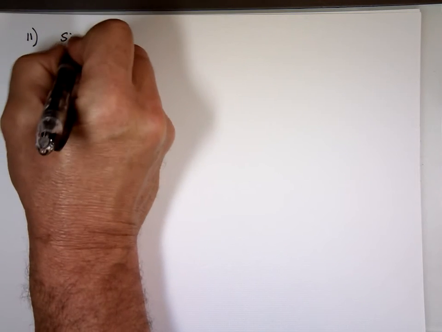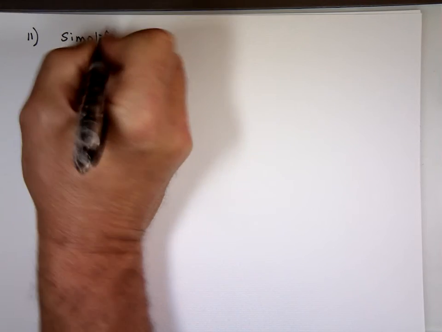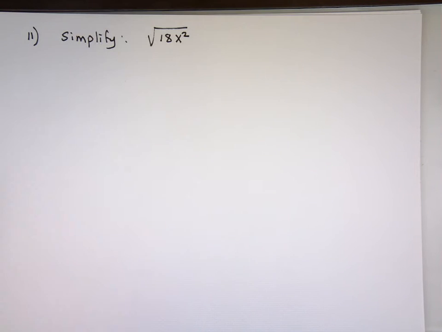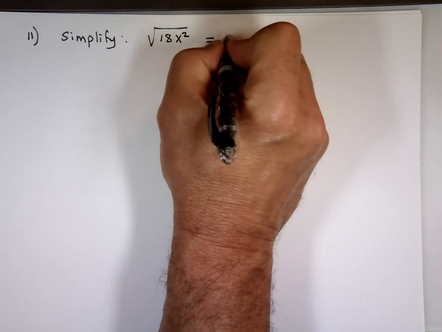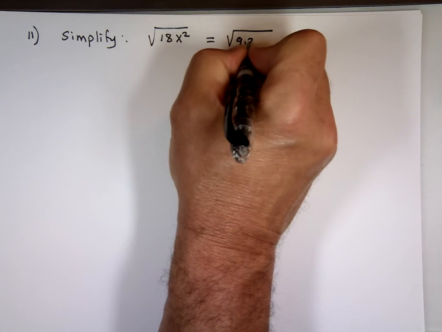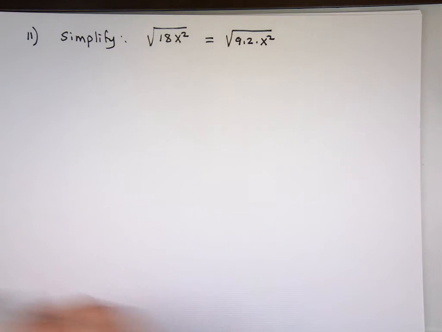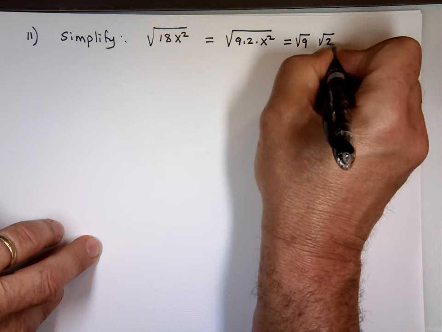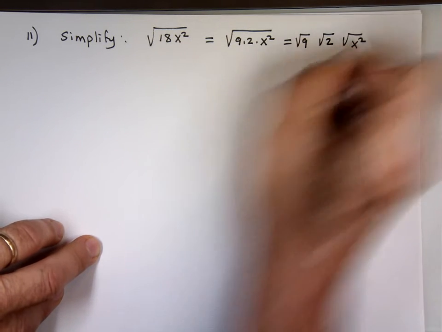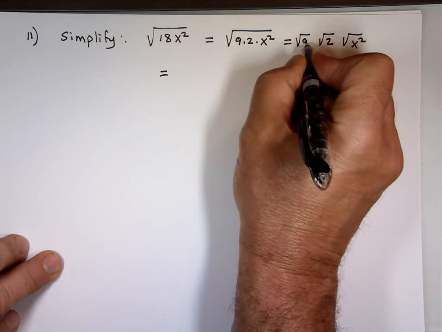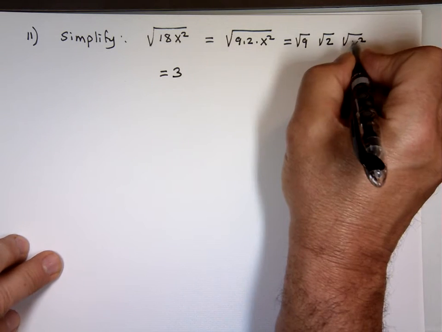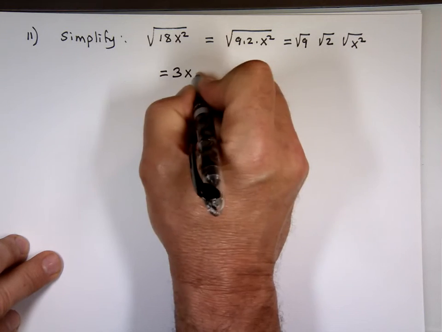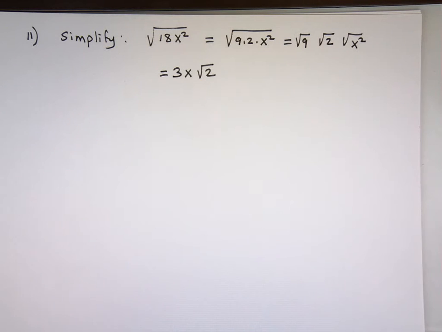Simplify. The square root of 18x squared. Well, the 18 is what? 9 times 2 times x squared. So I can break it down to the square root of 9, the square root of 2, the square root of x squared. What is the square root of 9? 3. What is the square root of x squared? You divide the power by 2, that's just x. And the only thing left there is the square root of 2 because we don't know what the answer to that is.